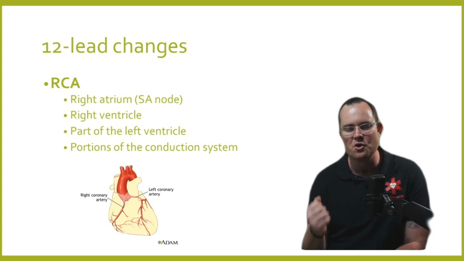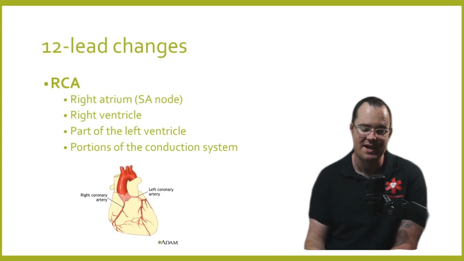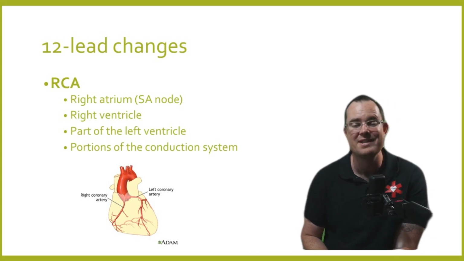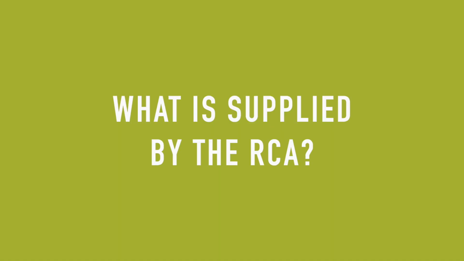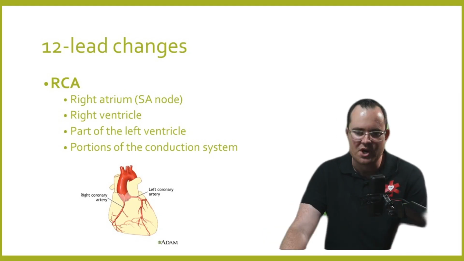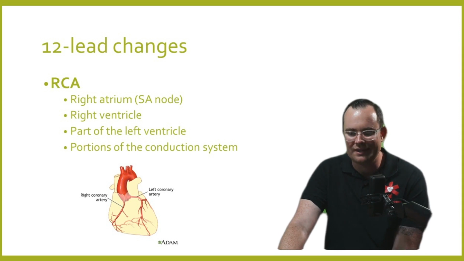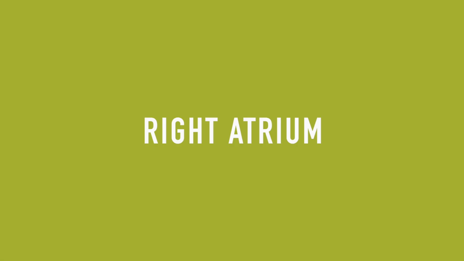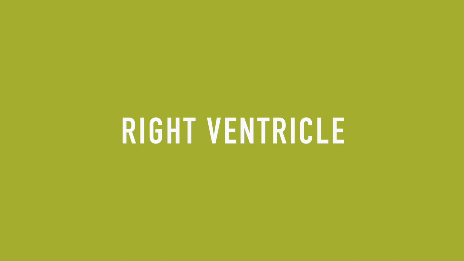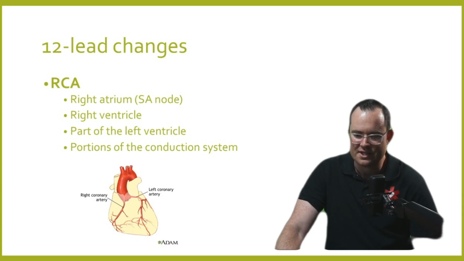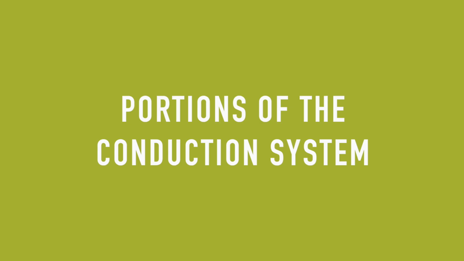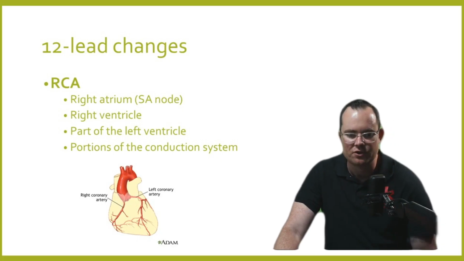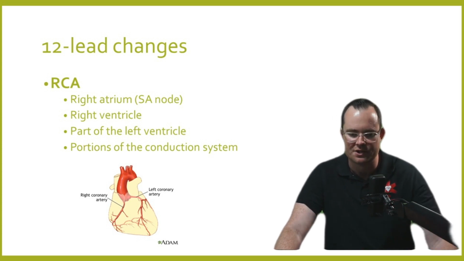Now, talking about a right coronary artery, also known as the RCA, you have to know this. Please write down what is supplied by the RCA. The right coronary artery, which on this diagram is that one over here on the left side of your screen, supplies the right atrium, right ventricle, part of the left ventricle, which you see wraps a little bit around the heart at the bottom, and portions of the conduction system. And that's it. Right atrium, right ventricle, part of the left ventricle, and conduction system.